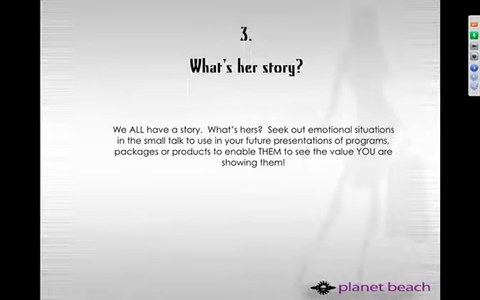Let's go into detail about this. Seek out the emotional situations in your small talk. Maybe you'll find out from finding out where they work or where they live, or if they have children or a husband, maybe they just got a promotion at work, something specific that ties into their personal and emotional situations. That's going to be very beneficial later on down the line. If you incorporate becoming a member later and an objection might come to fruition that is tied into something like, well, I'm very, very busy at work lately.